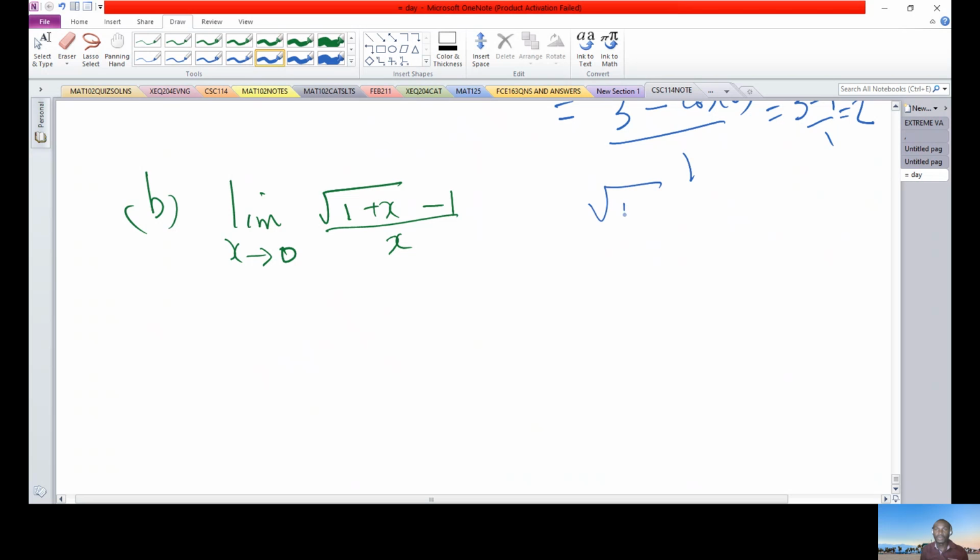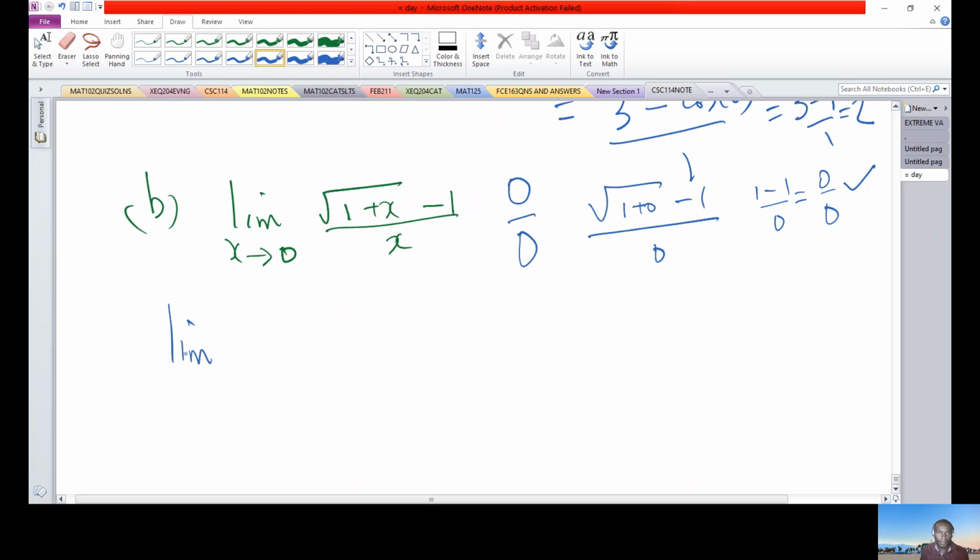So here we have 0: square root of 1 plus 0, minus 1, over 0. 1 plus 0 is 1, square root of 1 is 1, so 1 minus 1 over 0 is the same as 0 over 0. So it's true that this is the case of 0 over 0, and therefore L'Hopital's rule can apply.